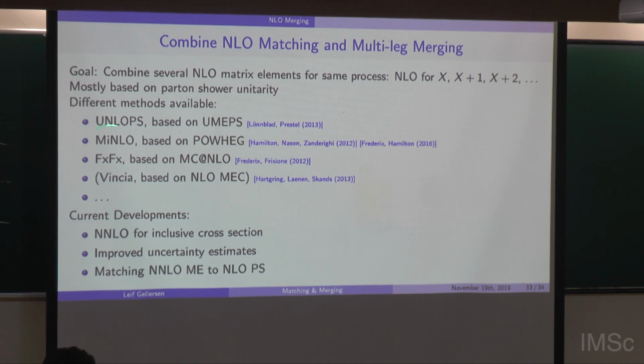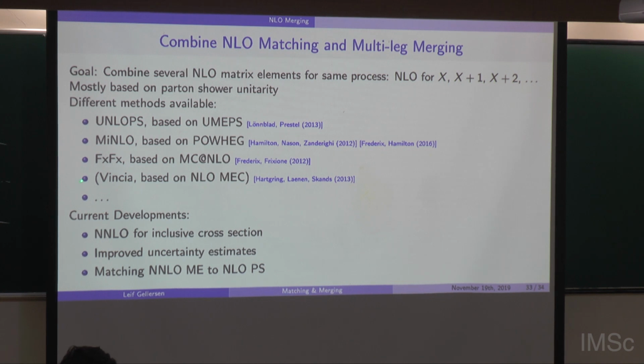There's a lot of difference between these methods. So there's the UNLOPS method, that's unitary again based on UMEPS. Then there's MiNLO, multi-scale improved NLO. That's based on POWHEG. Then there's the FxFx method. That's based on MC@NLO and then does something very similar to the MLM method, but it takes into account the initial structure, doing something CKKW-like for no emission probabilities.